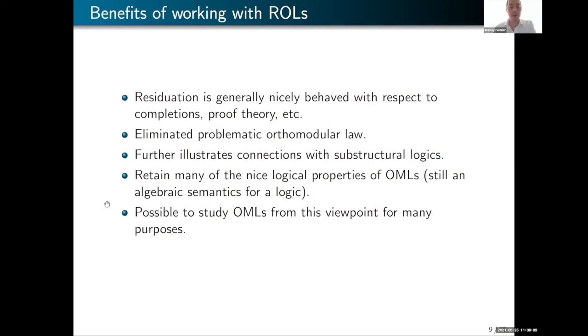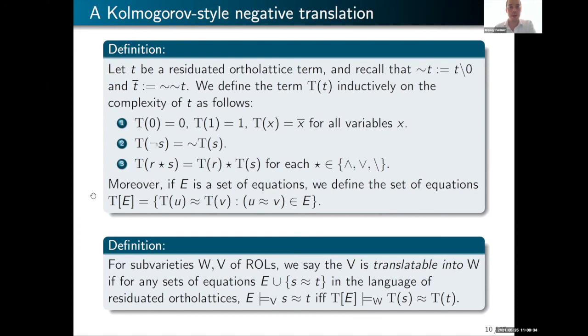We also get some insight into orthomodular lattices themselves from this viewpoint, because for many purposes, as I hope to convince you, studying residuated ortholattices is actually a good way of getting at what happens in orthomodular lattices without having to worry about the difficulties of orthomodularity. What underwrites that is this Kolmogorov-style translation that I mentioned earlier. This is a little bit technical, but it feeds into the notion of negative translations, as you may have heard of from classical and intuitionistic logic. The classical negative translations, such as the Kolmogorov translation or the Glivenko translation, give a way of interpreting classical logic as a fragment of intuitionistic logic.